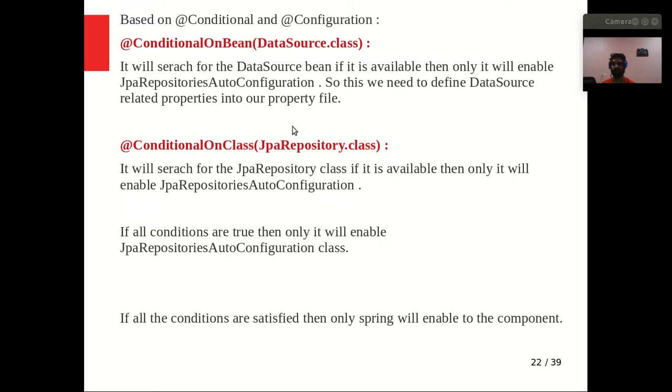So from there Spring reads and checks this condition, and if the condition matches, then it starts our auto configuration. So if all these conditions are true, then only it will enable the JPA repository auto configuration class for this example, right? If all the conditions are satisfied, then only Spring will enable this component. This is just an example; I have taken the example of a JPA repository. In the same way, the other components or dependencies are configured in Spring.